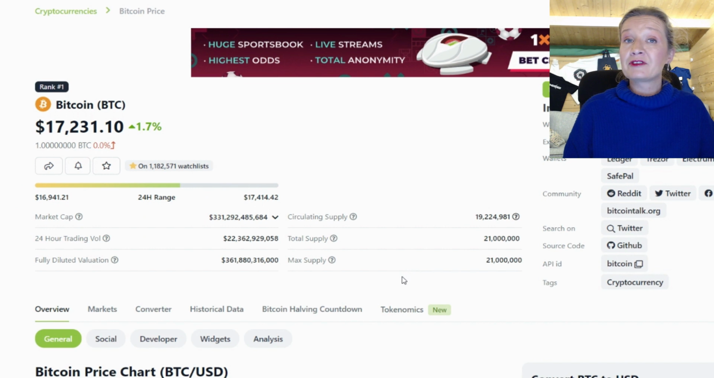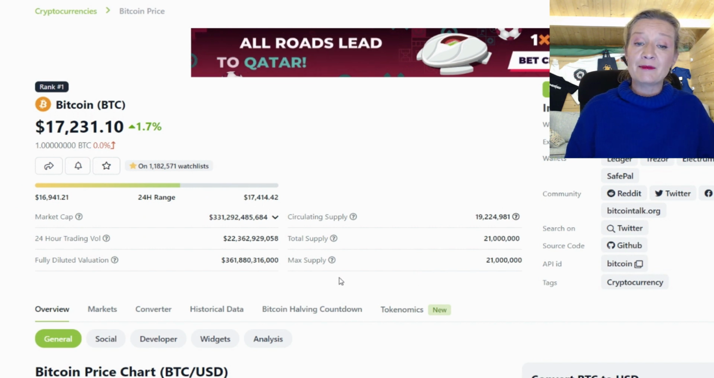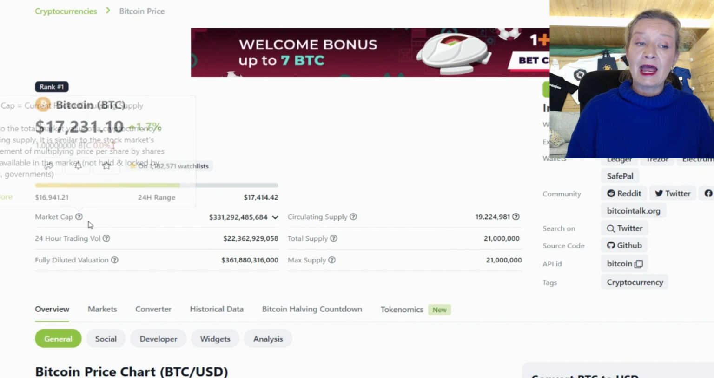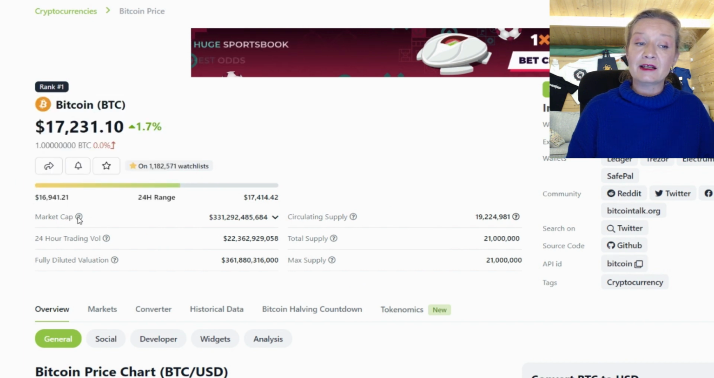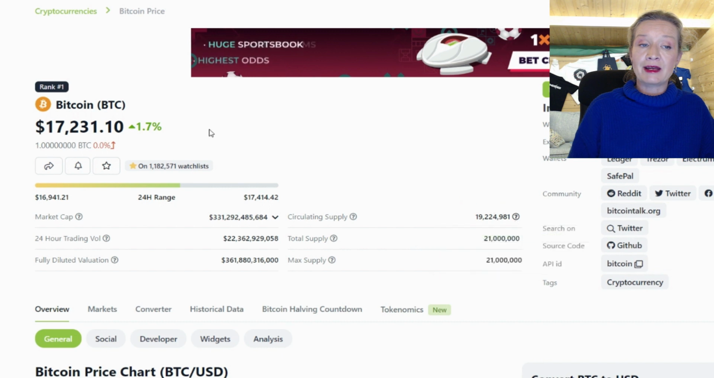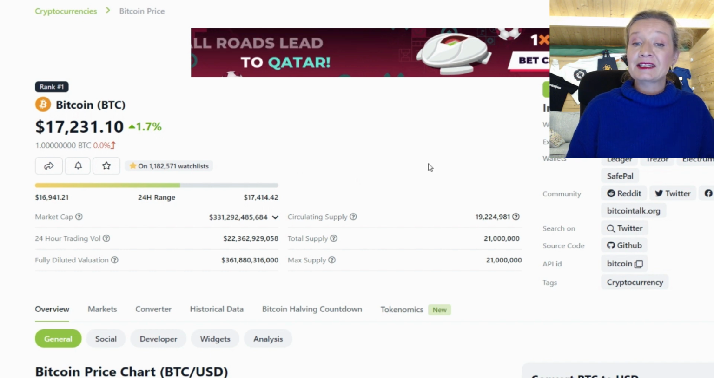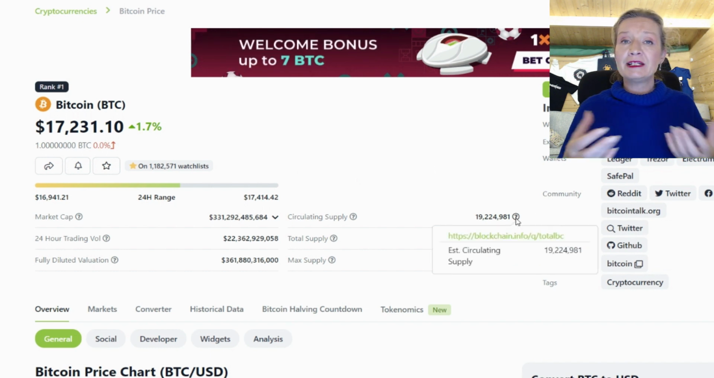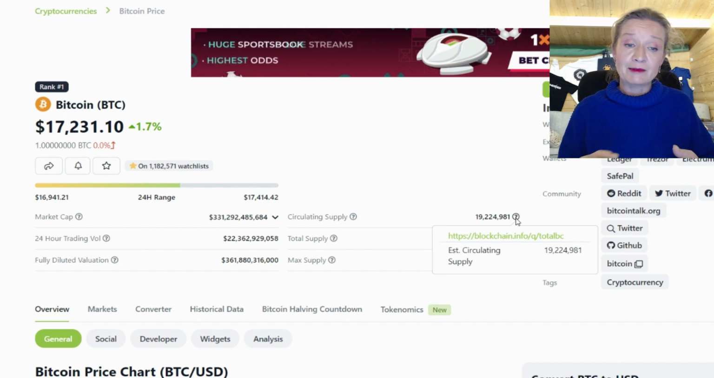So first of all, we have the market cap. So what is the market cap? Well, if we click on this little question mark, it does give details of what each of these mean. So market cap is current price multiplied by circulating supply. So we see we have the circulating supply here and we have the current price. So if you multiply this by this, you're going to get the market cap. The circulating supply is how many tokens are actually circulating at the moment.